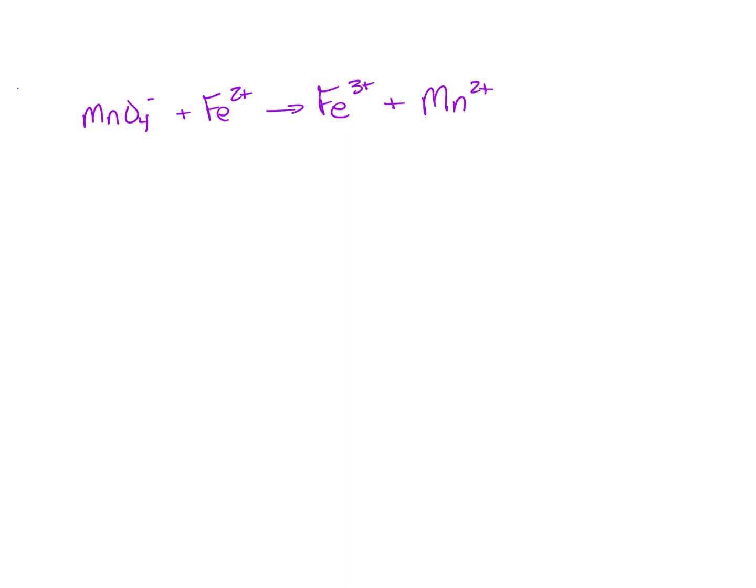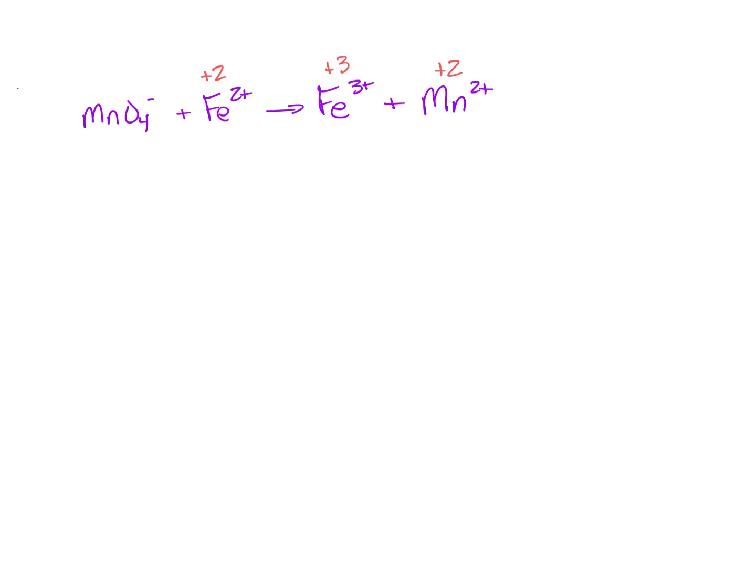So first things, we need to go through and identify the oxidation state of everything here. Just to do the easy ones first, I've got +2 for this iron because that's the charge of the ion. I have a +3 for this one and a +2 for manganese on the right.